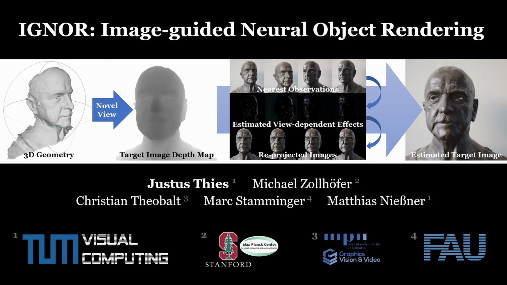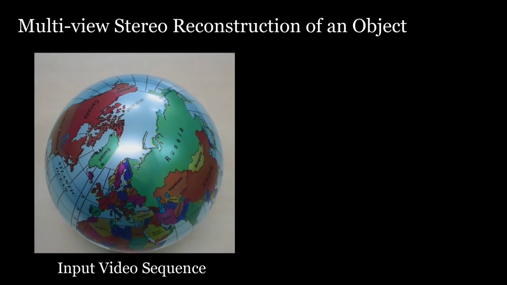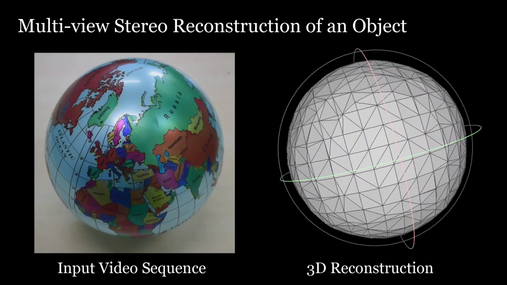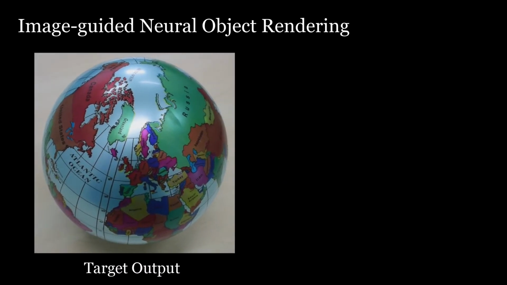We present IGNOR, an image-guided neural object rendering approach. Given a video sequence of an object, we use multi-view stereo to reconstruct its geometry. The reconstructed per-vertex color is not sufficient for re-rendering the object. The goal of our approach is to synthesize an image as shown here on the left, the target sequence.